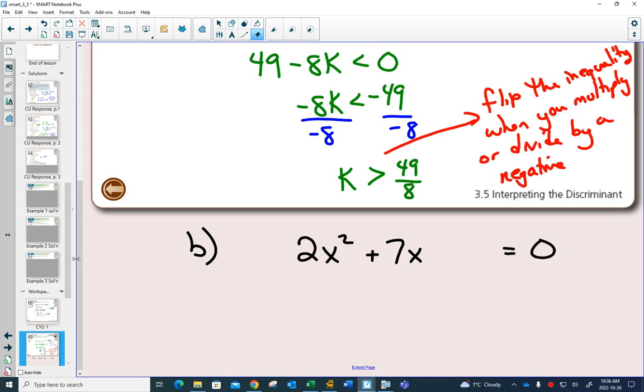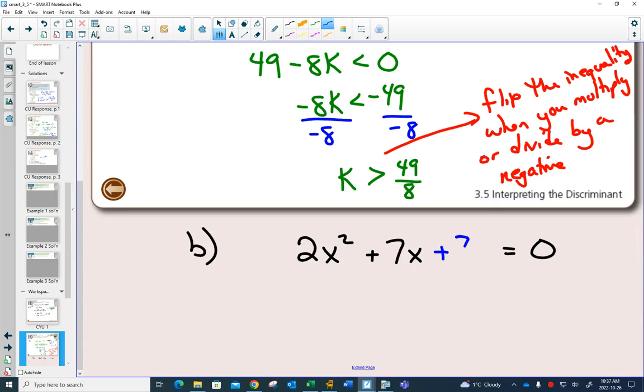There's lots of answers that could work. Okay? We just have to make sure that k is bigger than 49 over 8. A little bit of mental math. Can you see that that is 6 point something? Because 48 divided by 8 is 6. 49 divided by 8, it's going to be 6 and 1/8. This is going to be actually 6.125. So anything that you put in bigger than 6.125 will be fine.